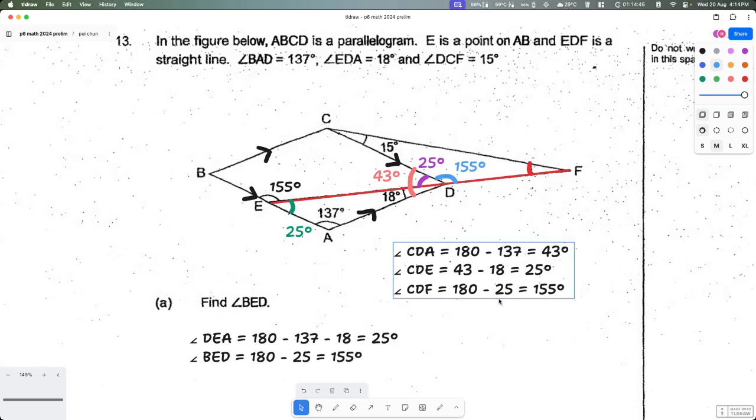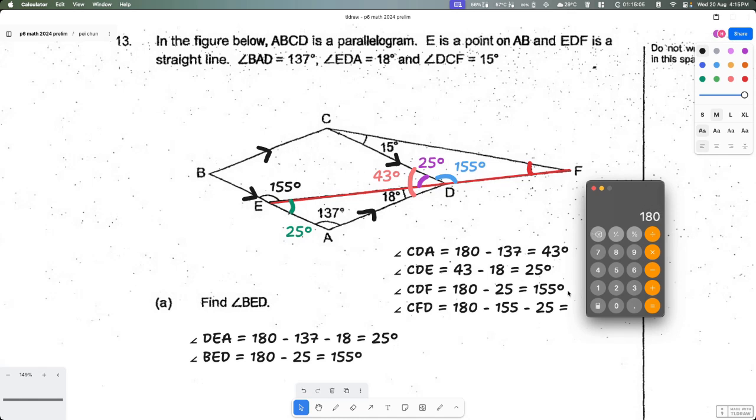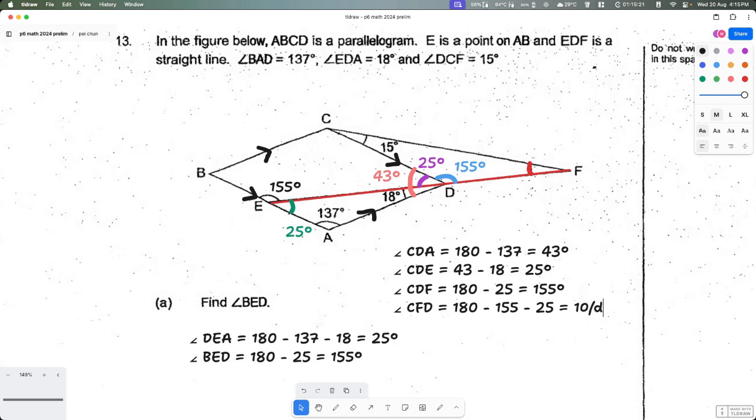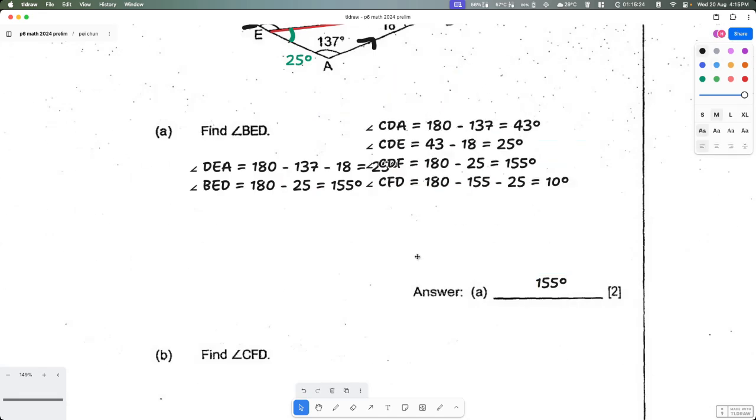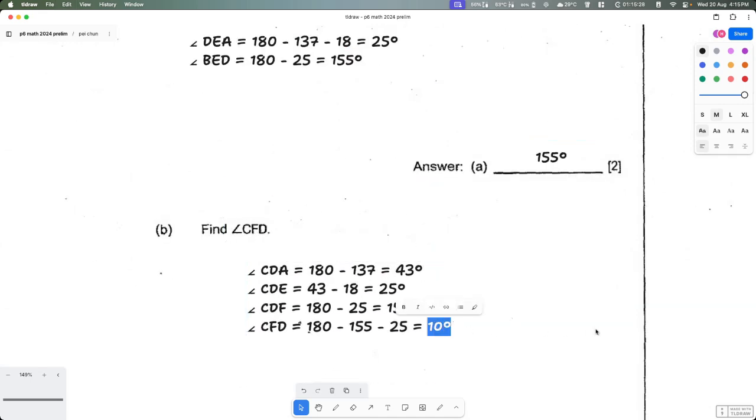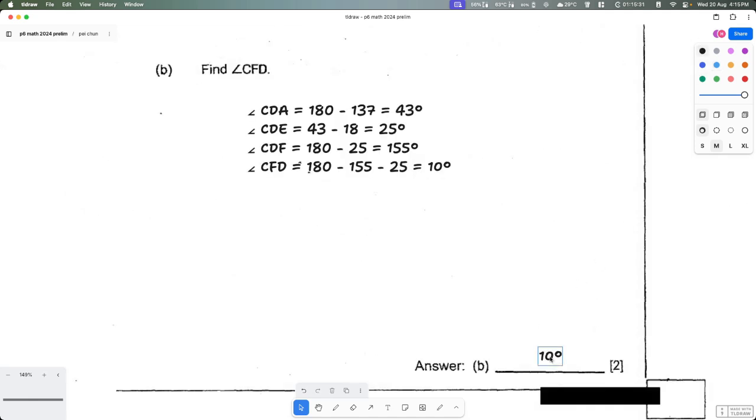So since CFD is a triangle, we can get angle CFD, right? CFD, which is the right angle, is 180 minus 155 minus 25. Okay, and this will be equal to 10, right? So 180 minus 155 minus 25. Okay, and this will become, no, 15, sorry. Cancel everything. 180 minus 155 minus 15. This will give us 10 degrees. There you go. That's the answer. 10 degrees. So CFD is 10 degrees. So, yep, that's it. Alrighty. Okay, let's move on to the next question.